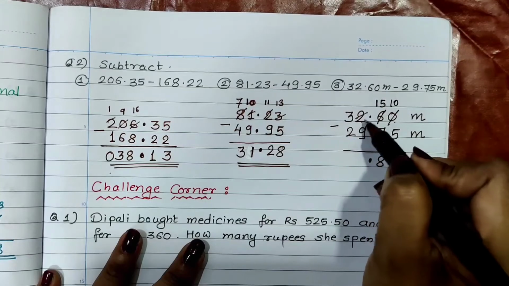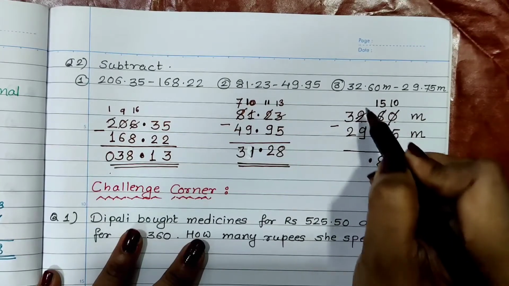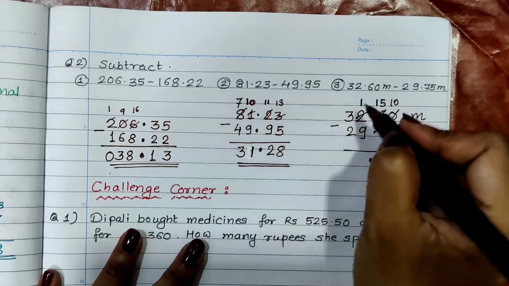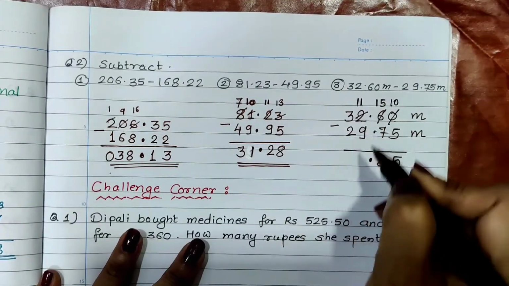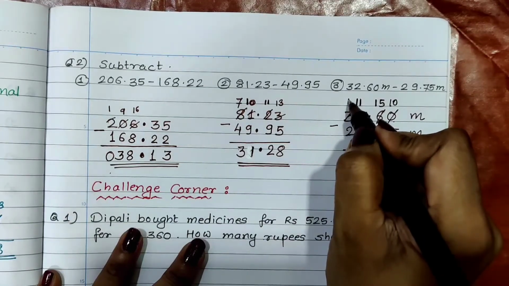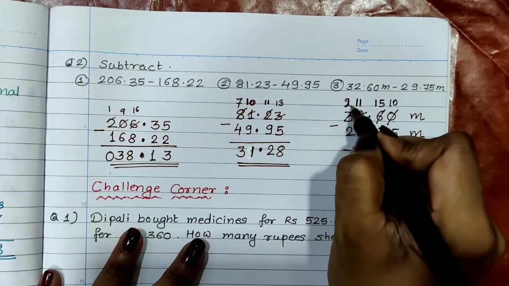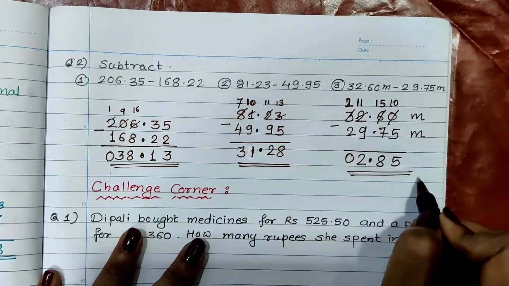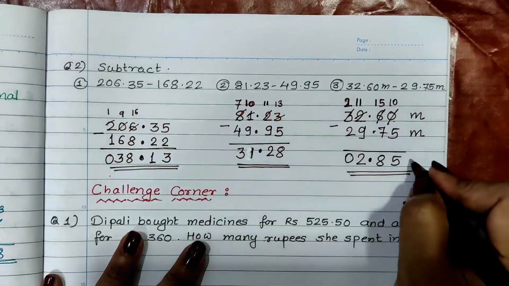We have borrowed 1 from this 2 for 15. So 2 becomes 1. 1 minus 9 cannot be done. So we have to write 11. 11 minus 9 is 2. 1 we have borrowed from 3, so 3 becomes 2, and 2 minus 2 is 0. So answer is 2.85 meter.